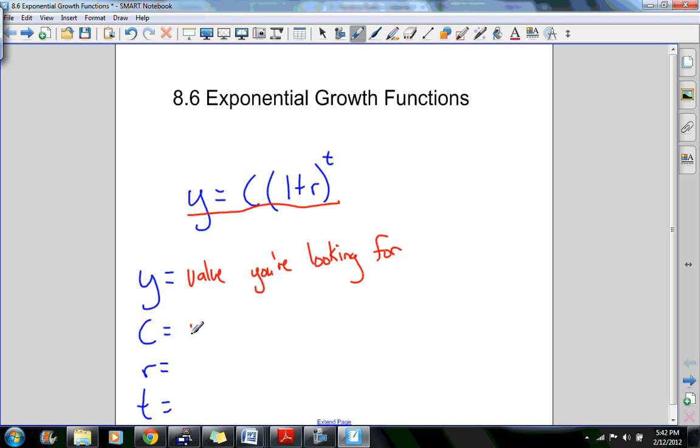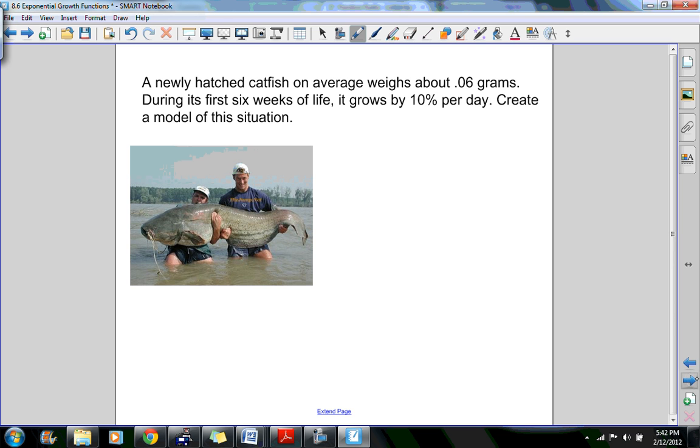C is going to be your initial, or what we call the starting value. Your R is going to be your rate of increase as a percent, and your T is time. And frequently, your T is going to stay as time as we go on. So let's show you what we mean here.